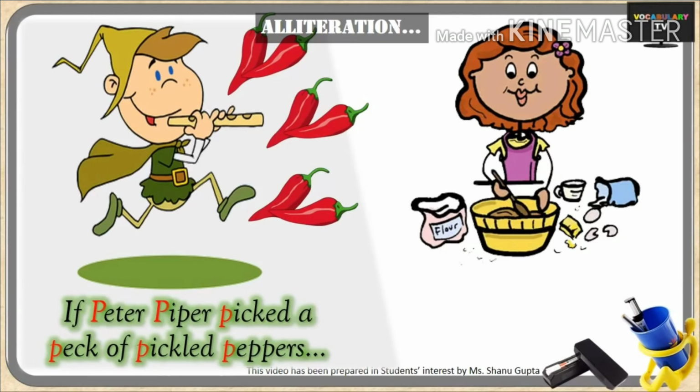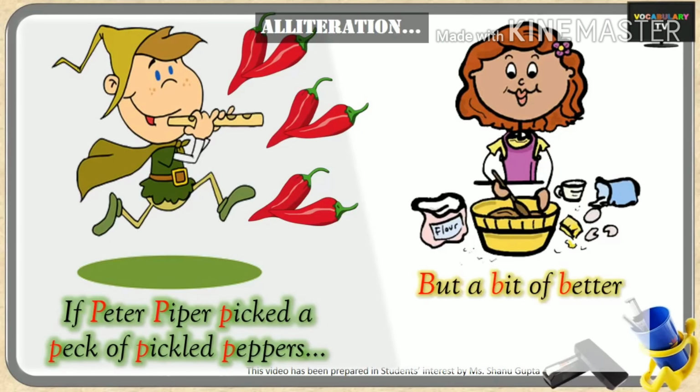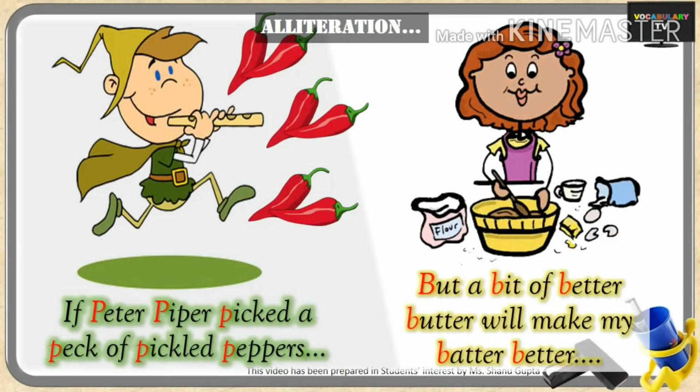As an initial consonant sound, P is repeated in successive words in the same sentence. And Betty Botter thinking, but a bit of better butter will make my batter better. It is very tough and challenging too. Speak it out, and yet it's quite a bit of fun.